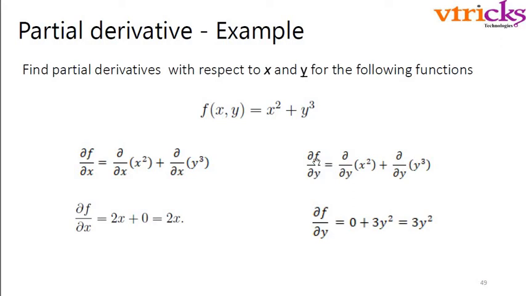So we now have ∂f/∂y = ∂/∂y of x² + ∂/∂y of y³. When we are taking the partial derivative with respect to y, we need to treat x as a constant. So x² becomes a constant, and its derivative with respect to y is 0, and the partial derivative of y³ becomes 3y².